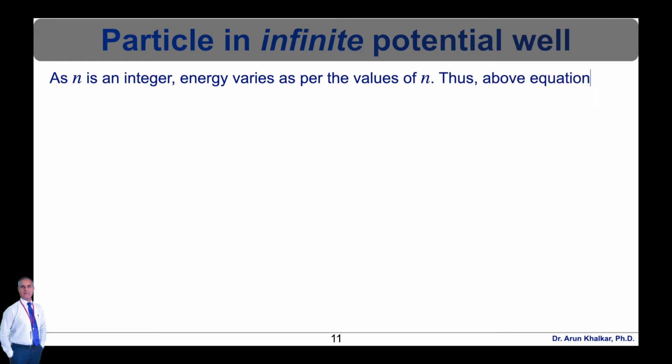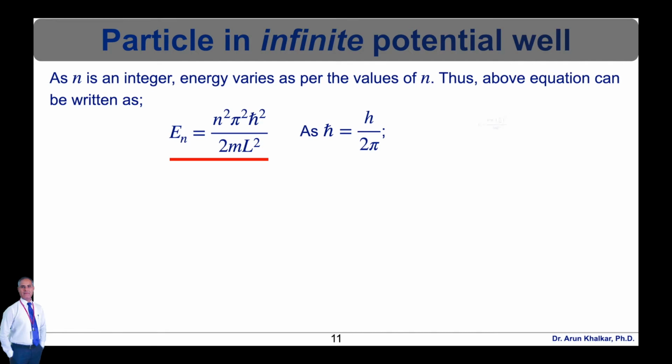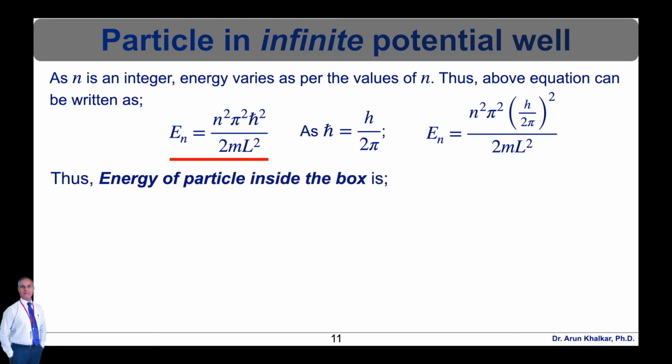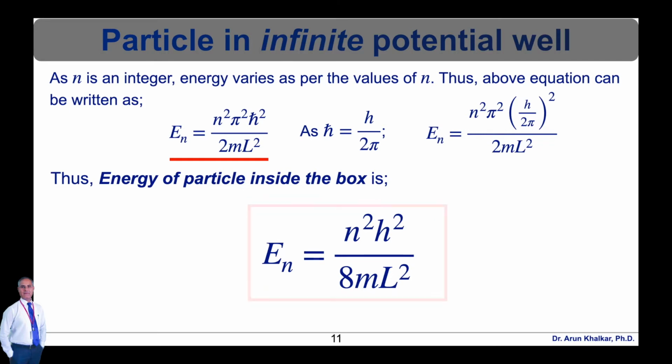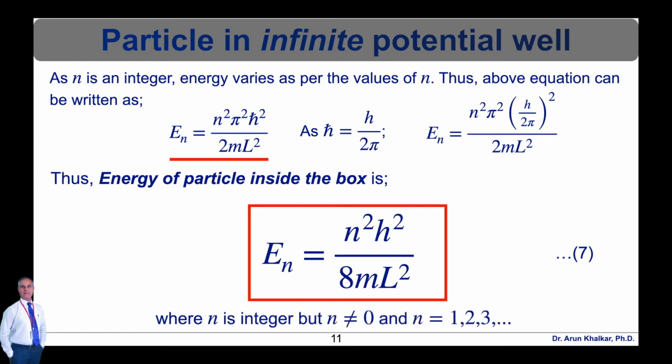Now as small n is an integer, that is, energy varies as per the values of small n, the equation can be written as capital E subscript small n is equal to small n square pi square h bar square divided by 2m capital L square. As we know that h bar is equal to h upon 2 pi, we can write capital E subscript n is equal to n square pi square in brackets h upon 2 pi, whole square, divided by 2m capital L square. Thus the energy of the particle inside the box can be written as capital E subscript n is equal to n square h square divided by 8m capital L square. Let's say this is equation number 7, where n is an integer, but n is not equal to 0 and n's values are 1, 2, 3 and so on.